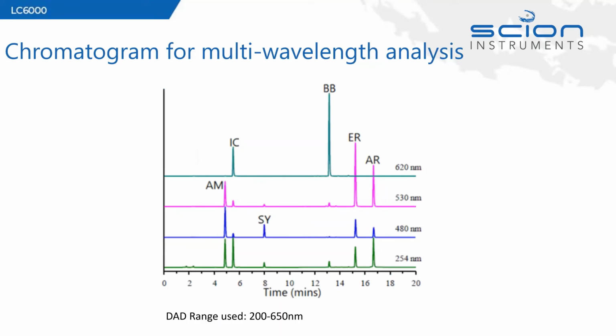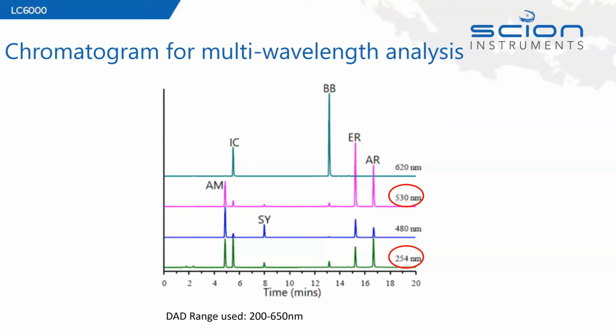So what I was talking about in terms of how we can monitor the different wavelengths. In this analysis, we were looking at food colorings in the food industry, and we used a range of 200 to 650 nanometers. We then used, in the same method, the 4 target wavelengths of 254, 480, 530, and 620. And as you can see, over 530 and also 254, we can actually see that all the target compounds are present.